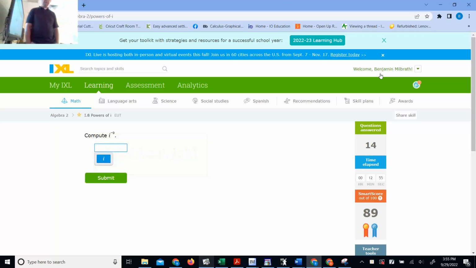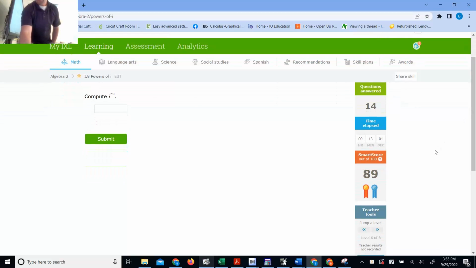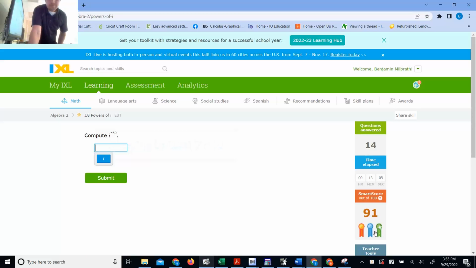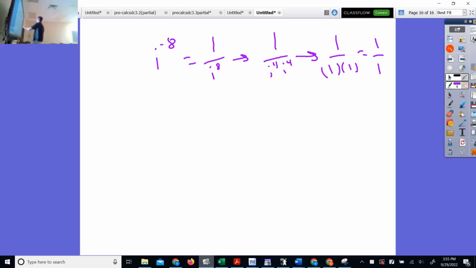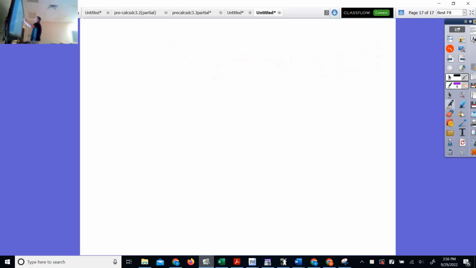I to the negative 9th, that's probably going to be negative 1. Let's see what happens here. Is there another level we can approach? We're only at 6 of 8. So it's getting a little interesting there. That's I to the negative 69th power. I'm going to stick with my little rule here of dividing by 4.